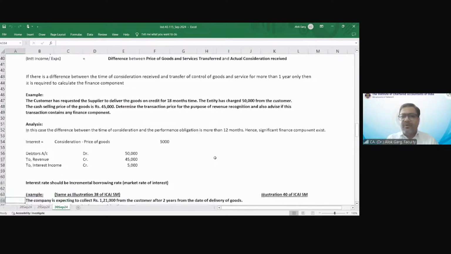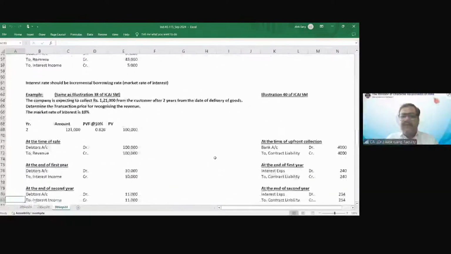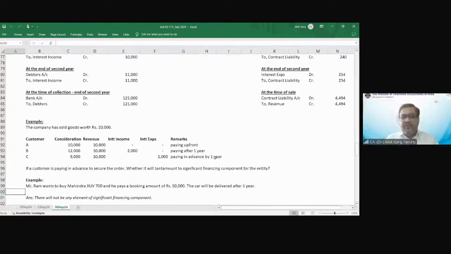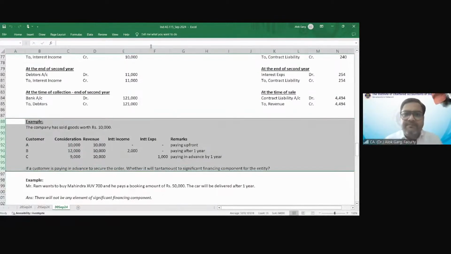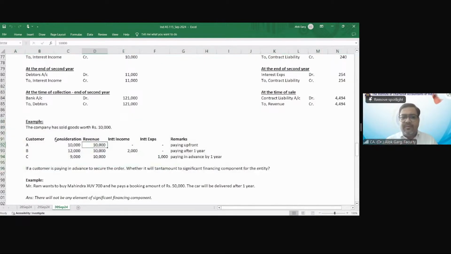Okay. You remember we have done one small example. Do you remember this example? I hope my Excel file is visible, guys. Yes. You remember we have done 3 kinds of example where the consideration was 10,000 and the customer is paying upfront. You remember that? Then customer is paying after 1 year. Then customer is paying in advance by 1 year. Correct? So when the entity is funding to the customer, the entity is generating an interest income. When the customer is funding to the entity by paying in advance, the entity is recognizing an interest expense, right?